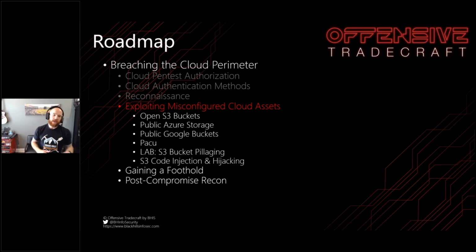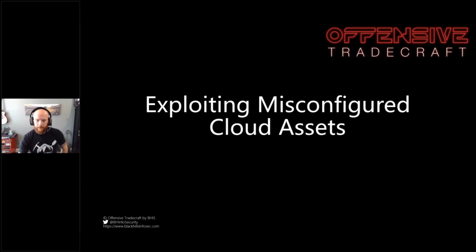So we're going to start looking at S3 buckets. We're going to look at Azure Storage. We're going to look at Google buckets. We're going to run a tool called Pacu, which is amazing for attacking AWS. And we're going to do some S3 bucket pillaging. So let's get into it.